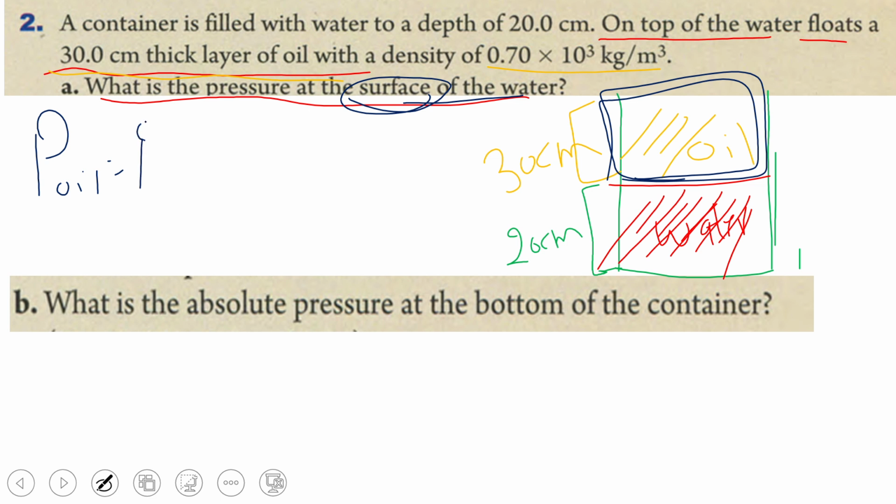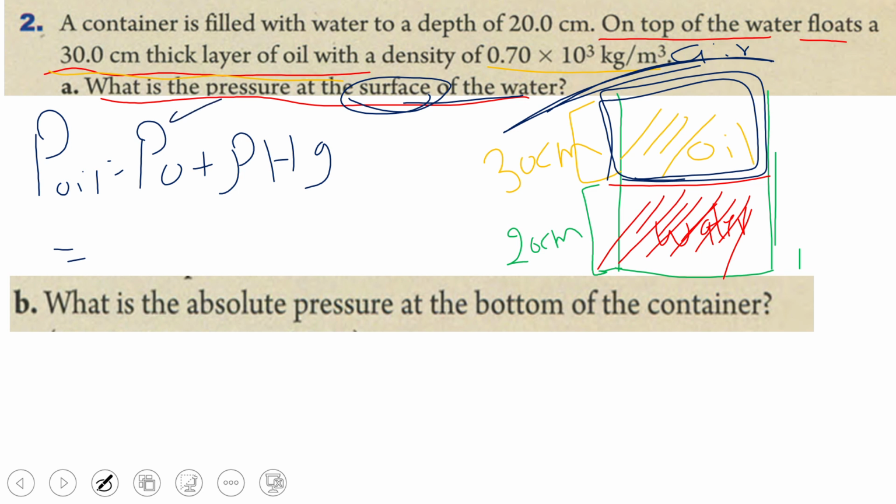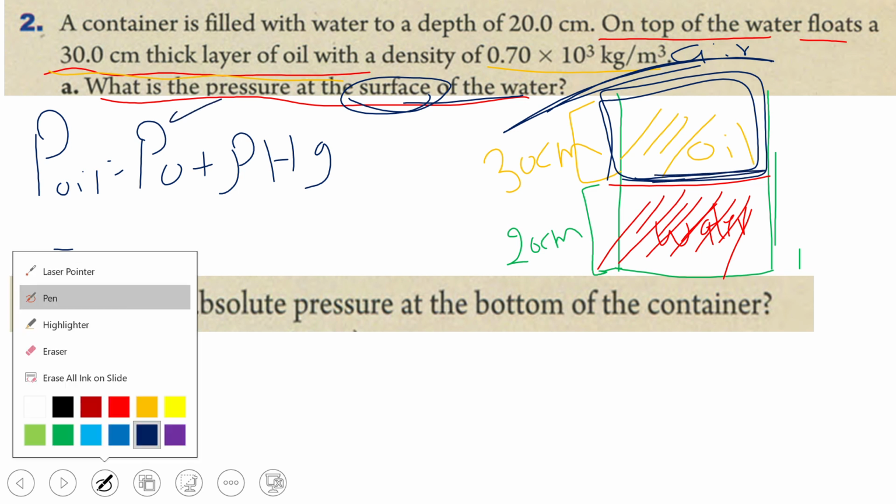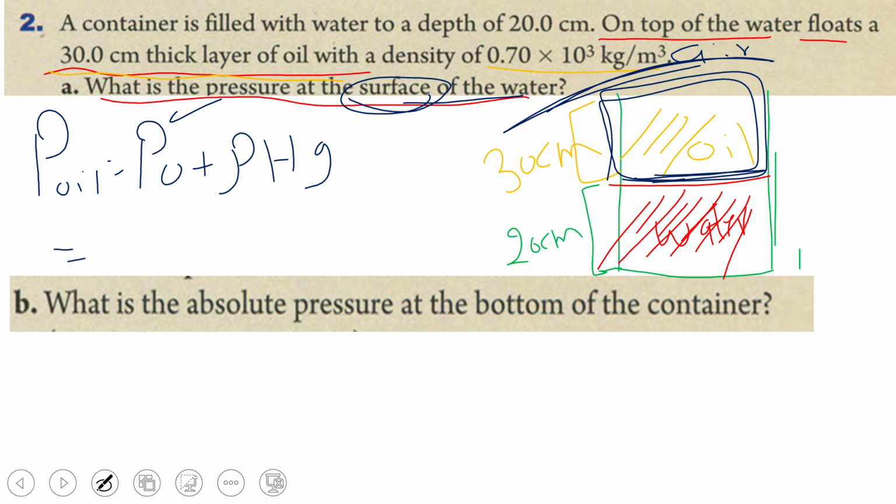Okay, the rule is P naught plus rho g h. To find the pressure of the oil, only one pressure can affect this oil: the pressure from the air. The atmospheric pressure, which we wrote in here, plus the pressure of the oil. The atmospheric pressure is 1.01 times 10 power 5.